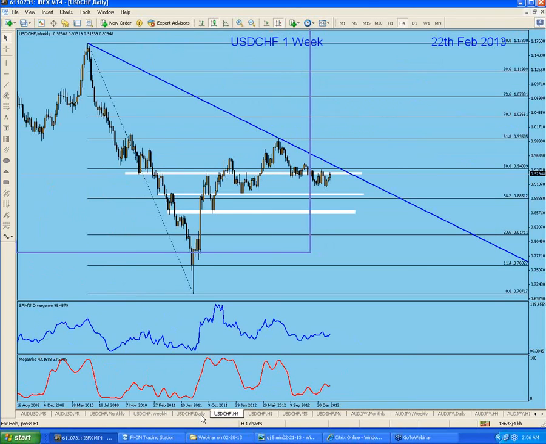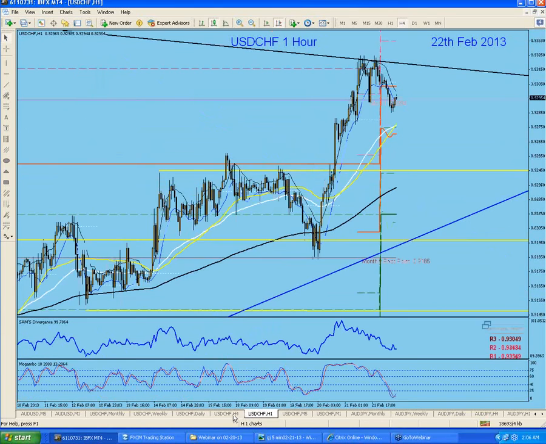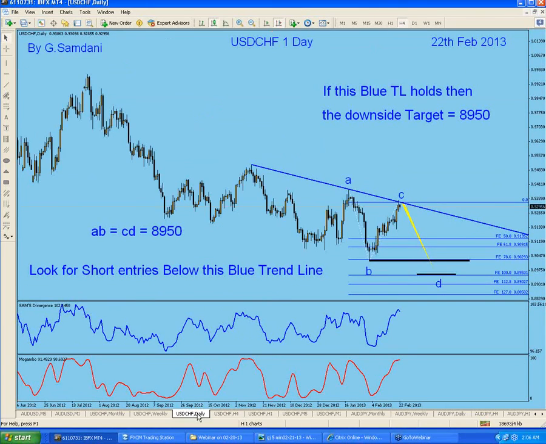Let me show you. This one, okay. So if we hold this blue sloping trend line right here, we got hit and stopped here. So we will be coming back down to this low, or maybe lower than that, 89.50. So watch out for this, for a short entry tonight.